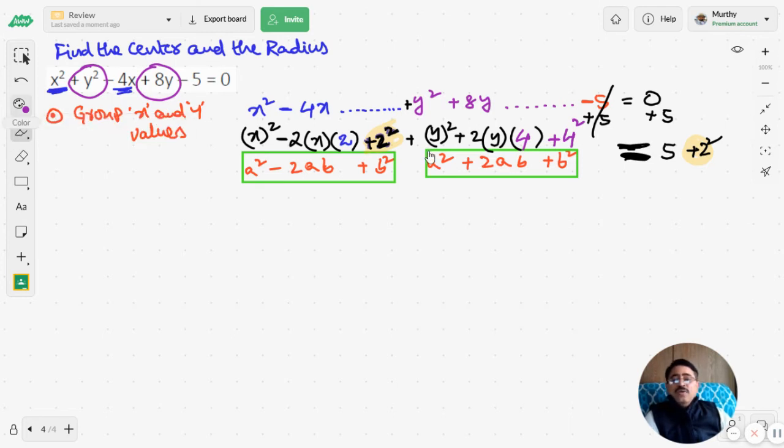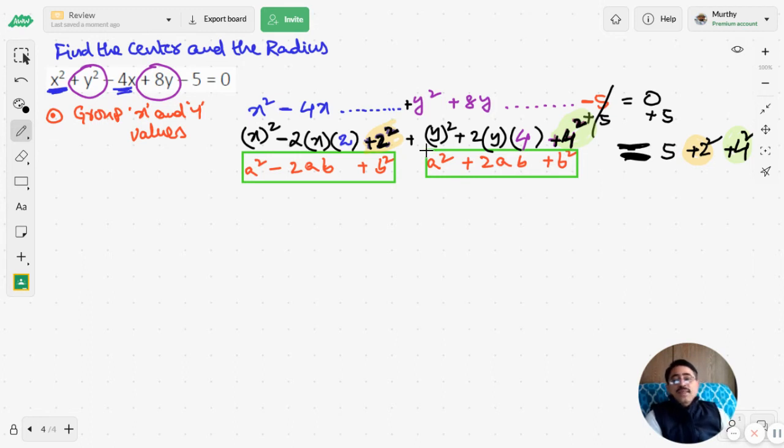Once again, I know that this value is not given in the question. 4 square is not there. As I mentioned before, if you add something on the left hand side, you have to add the same value on the right hand side too. So in order to solve the problem, I'm adding 4 square, which is not existing in the given question. When I'm taking 4 square on the left side, on the right side also I have to take 4 square.